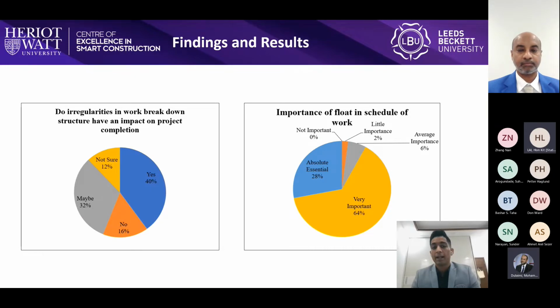We can also see that irregularities in WBS, work breakdown structure, can impact a project's completion, as highlighted by almost 70% of the people. It has also been highlighted very clearly by almost 80% of the respondents that adequate float is crucial for successfully completing a project. If one activity gets delayed, it should not impact the overall completion of the project.